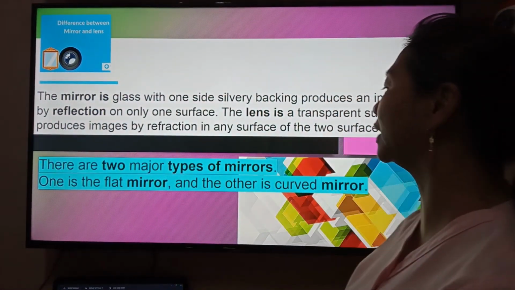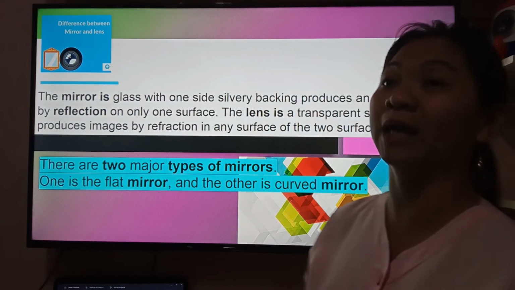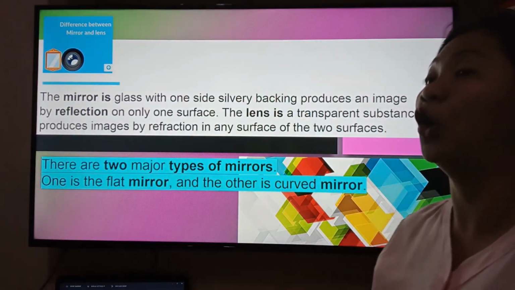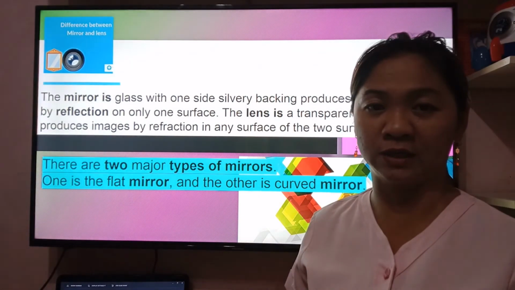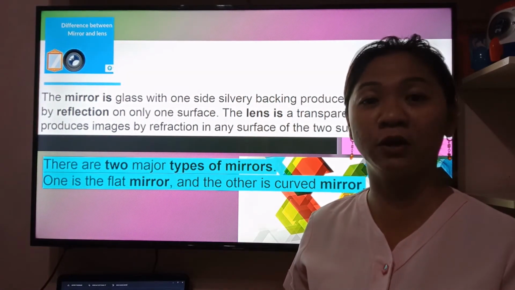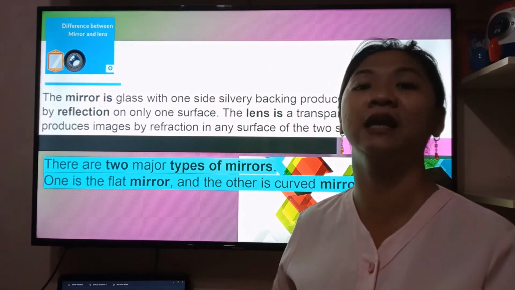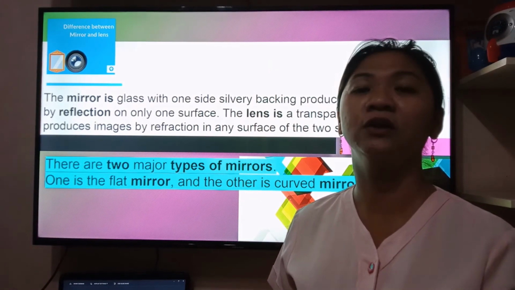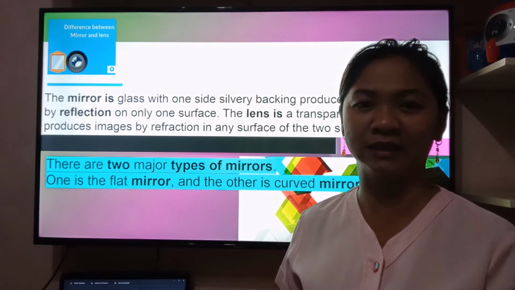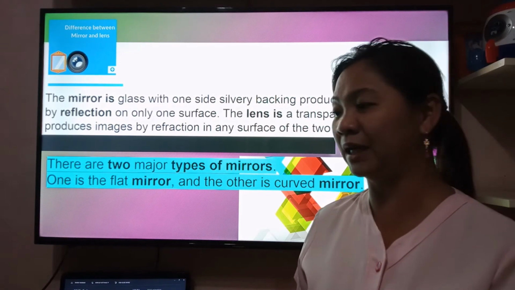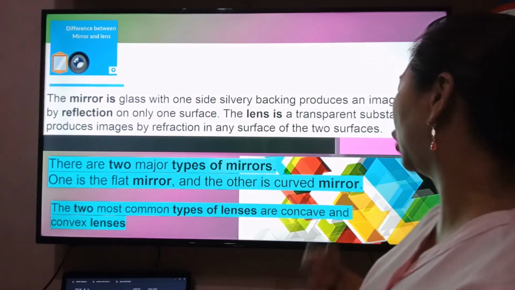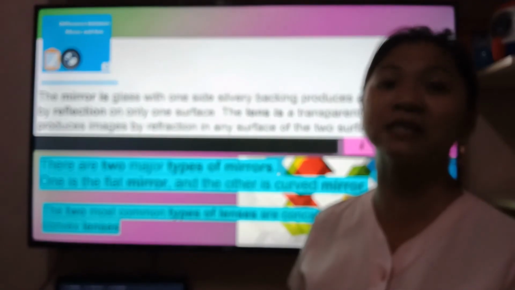There are two major types of mirrors. One is the flat mirror and the other one is the curved or spherical mirror. A convex mirror diverges light, while a concave mirror converges light. On the other hand, for lenses, we also have concave and convex lenses.